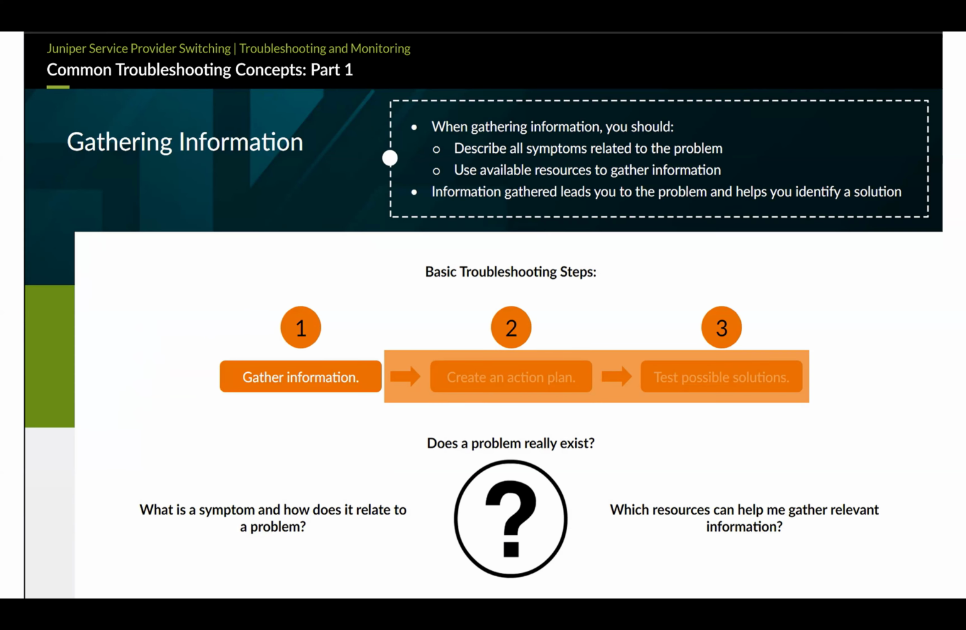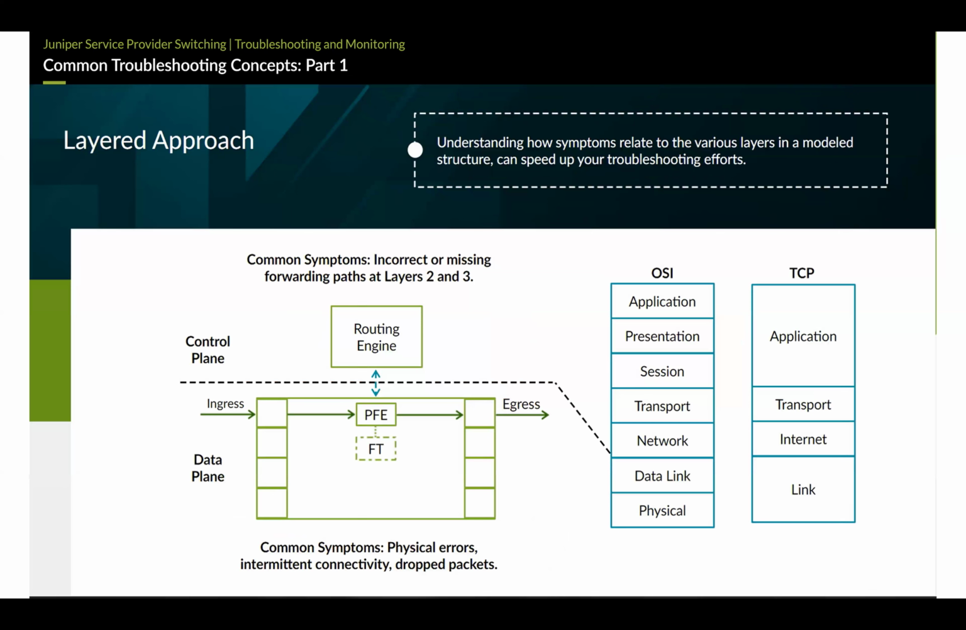First, gather information. Does a problem really exist? What is the symptom and how does it relate to a problem? Which resource can help me gather relevant information? So you need some system to collect information. Okay. So next, layered approach.